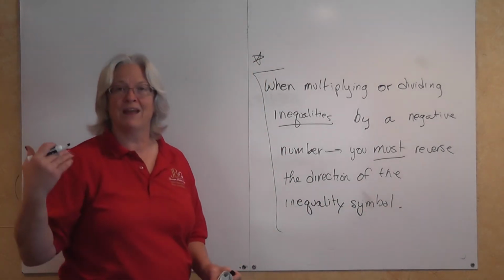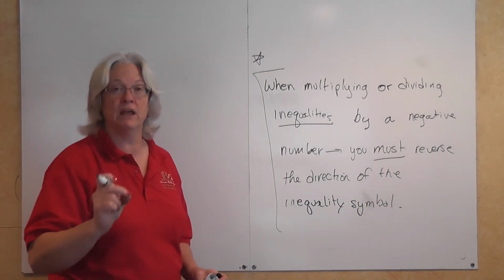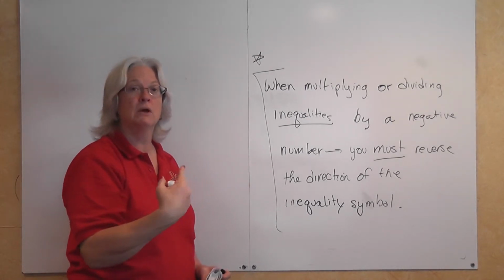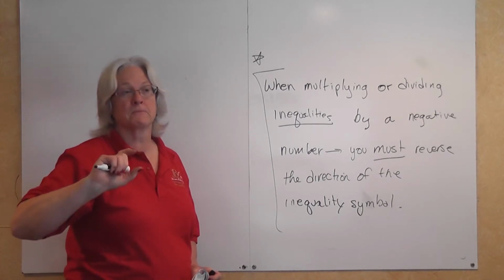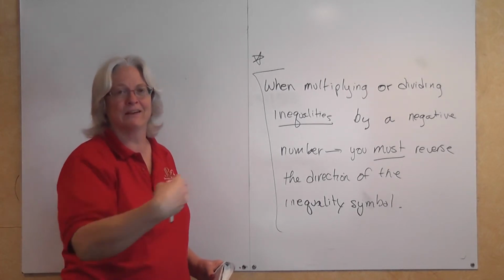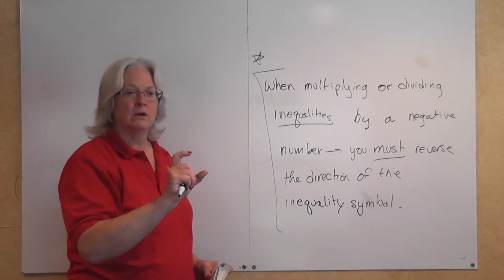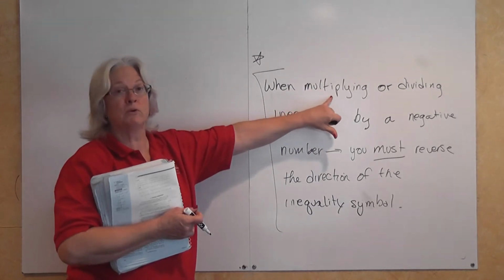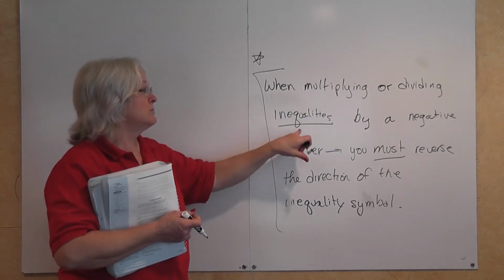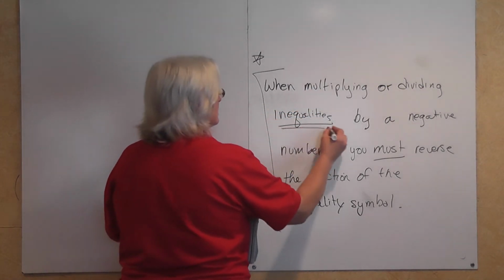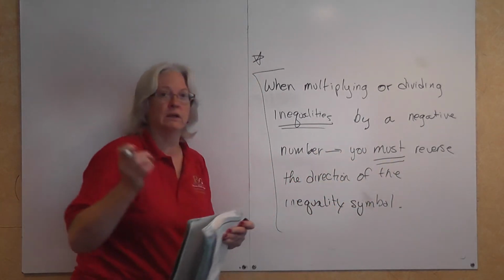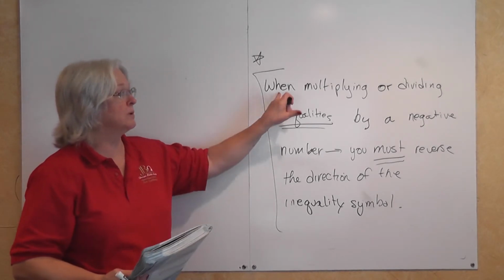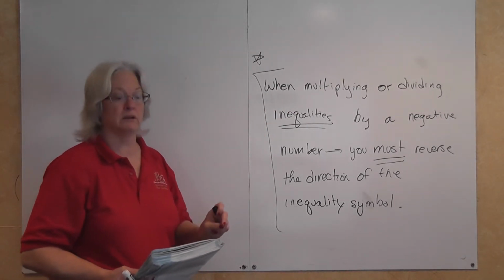When multiplying or dividing an inequality by a negative number, you have to change the direction of that inequality symbol. Because it changes the order of which number is smaller and which number is greater. It's only when you're multiplying or dividing, and only by a negative number. It doesn't matter if you add or subtract a negative number.